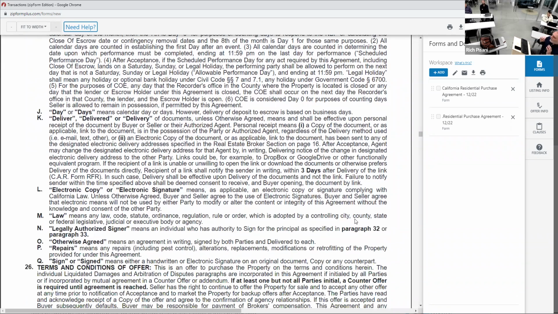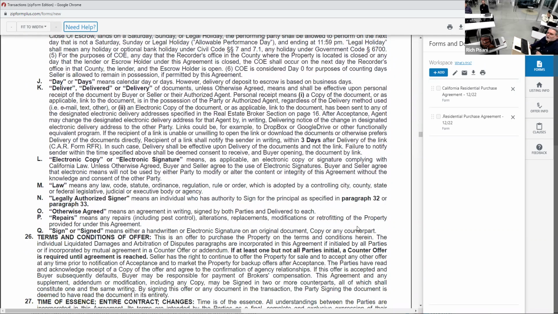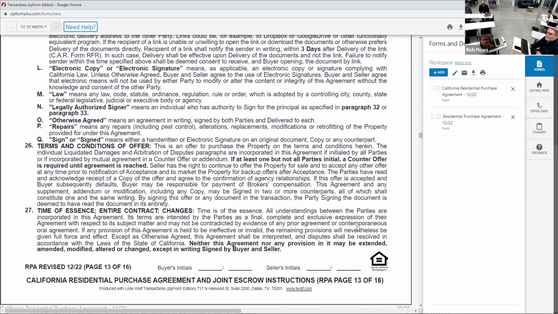And then delivery: if there is a designated email address on the last page of this document, then when you send it by email, it's delivered. End of story. It used to be you had to prove that it was delivered. That doesn't hold water anymore.